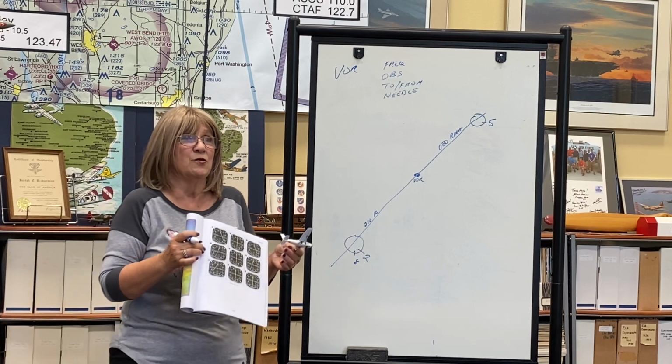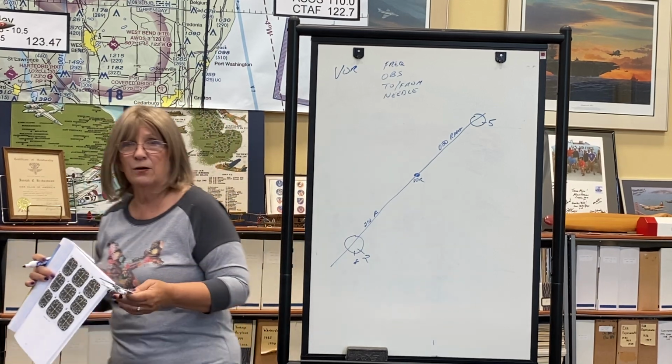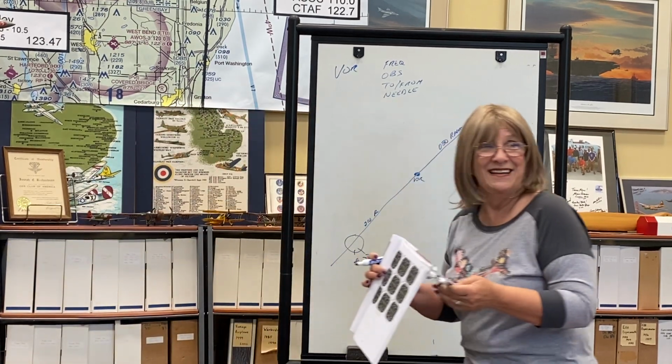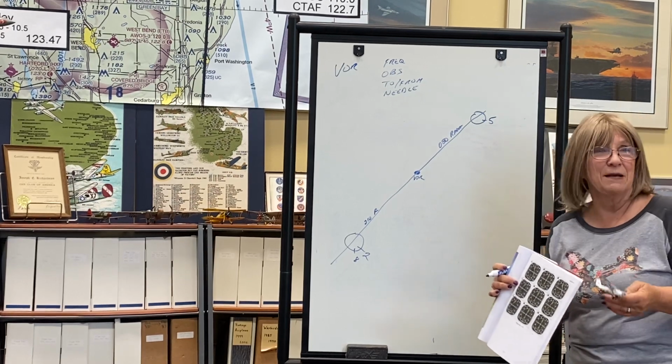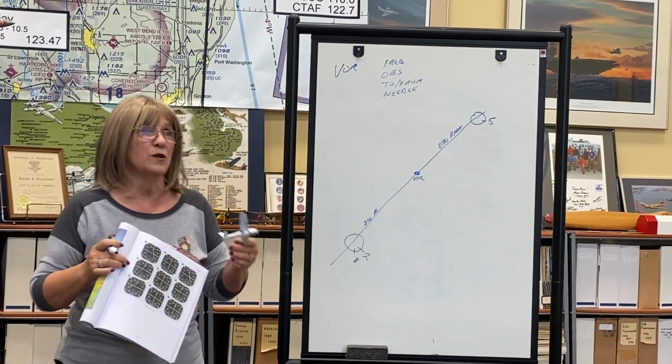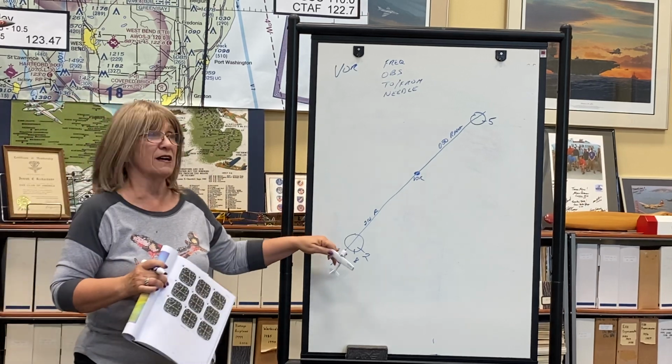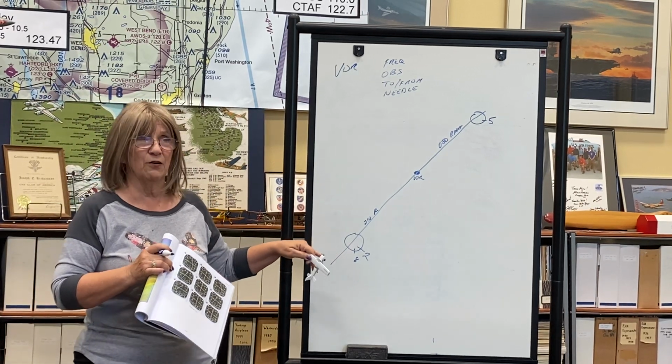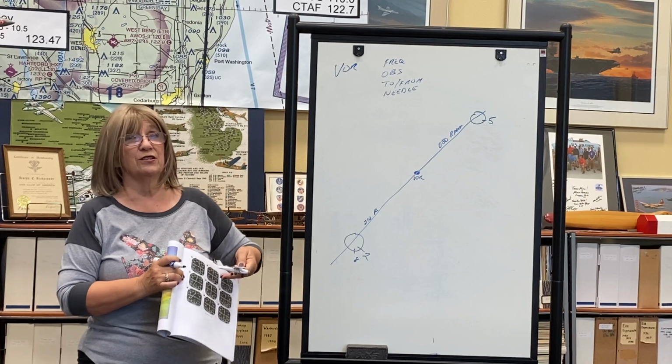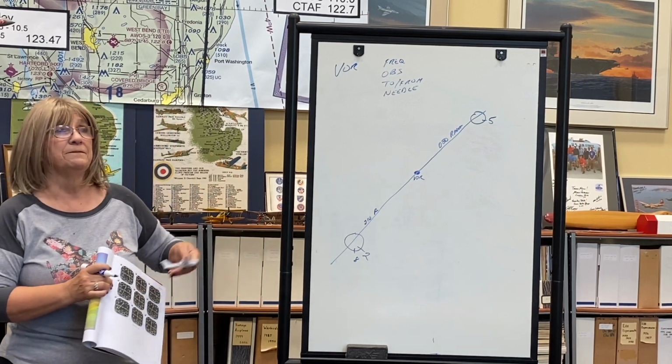Okay, it only knows which way am I going? Does that make sense? It doesn't really know which way I'm going. It only knows what I've told it. So I've told it 030, I've told it 210.